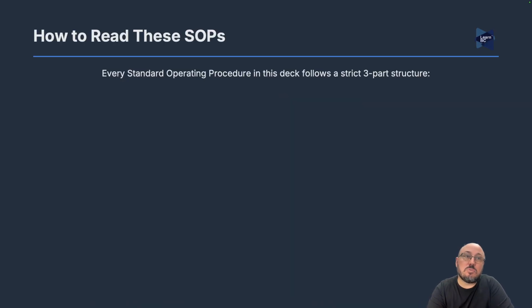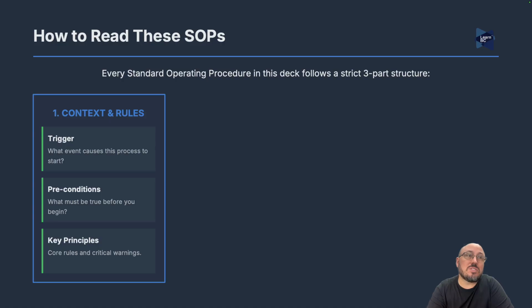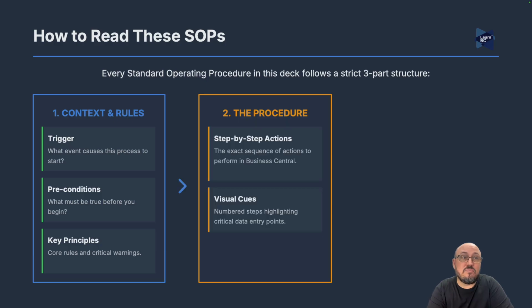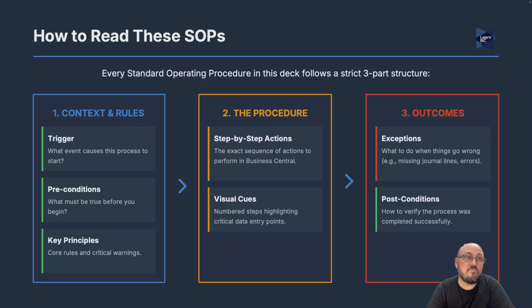Now, as we talk through SOPs, we talk through the context and rules, the trigger, the preconditions, the key principles to help you understand. We also cover the procedure, how to do what we show you in this video, as a standard operating procedure in bullet points, and then we take you through those procedures. We talk through what happens as an outcome, as an exception when it fails, or if it works successfully.